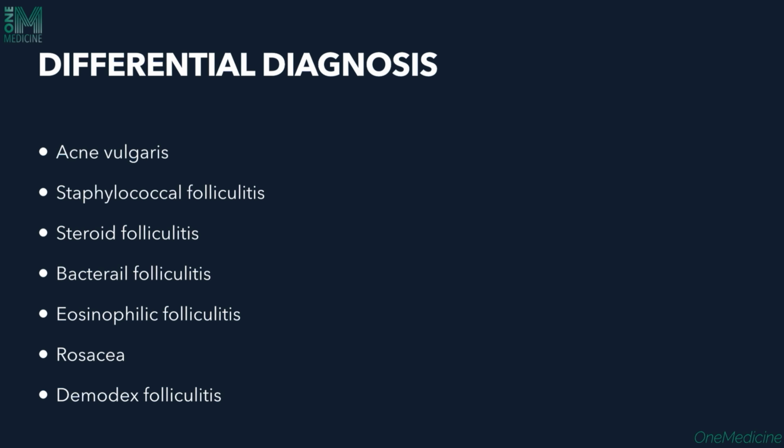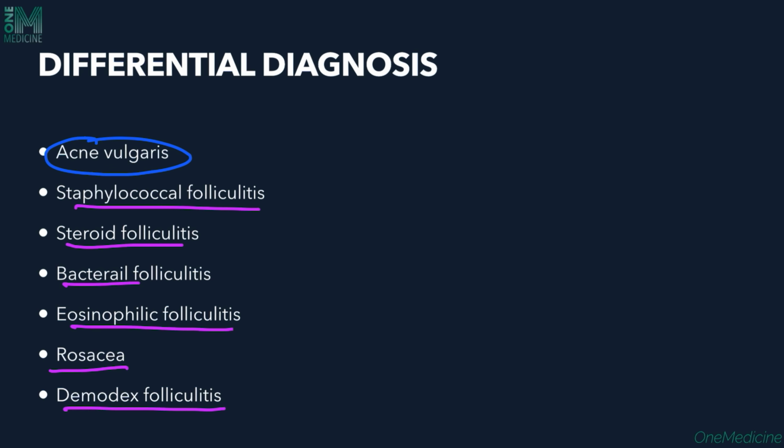Differential diagnosis would be acne vulgaris. Acne vulgaris typically again presents in the seborrheic areas, most commonly on the face, but otherwise it can be seen on the upper chest and upper back also. It can be bacterial folliculitis like staphylococcal folliculitis, then steroid folliculitis. Post-steroid, there can be similar follicular lesions which arise on the particular sites, as well as eosinophilic folliculitis, rosacea, and Demodex folliculitis. So all of this can present similarly.